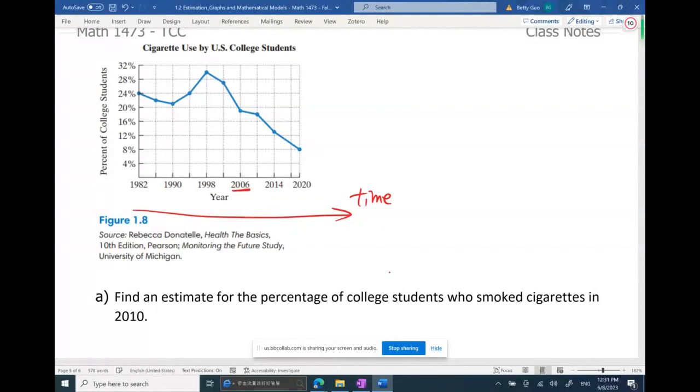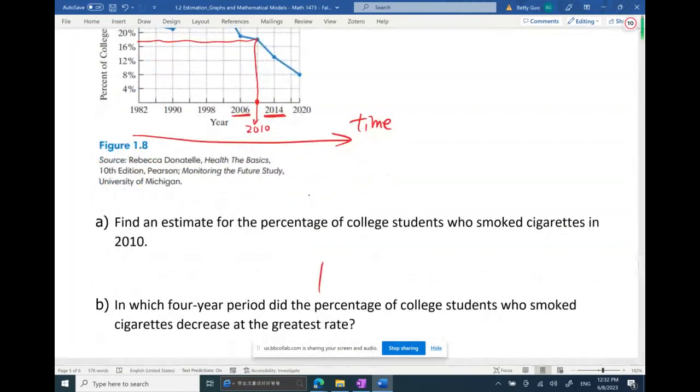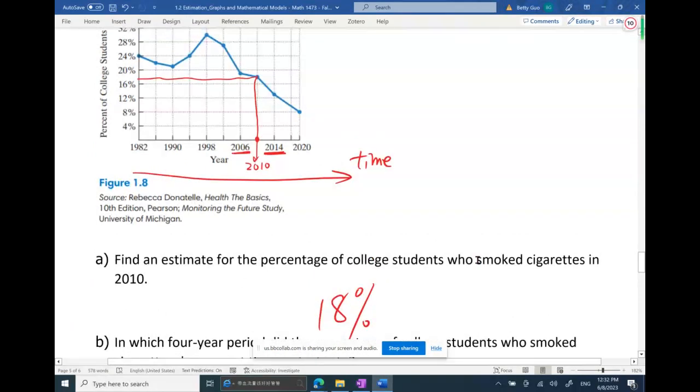This is 2006, this is 2018. So 8 years apart. In the middle, we should have 2010. Yeah, 8 years apart. Half of 8 years is 4 years. So this is 2010. Go up and then go to the left. And see that is between 16% and 20%. I would say around 18% of the college students smoke in 2010. That's how we understand the graph.